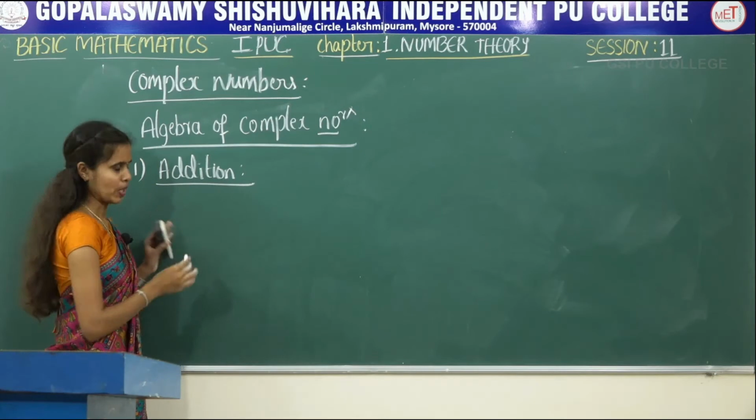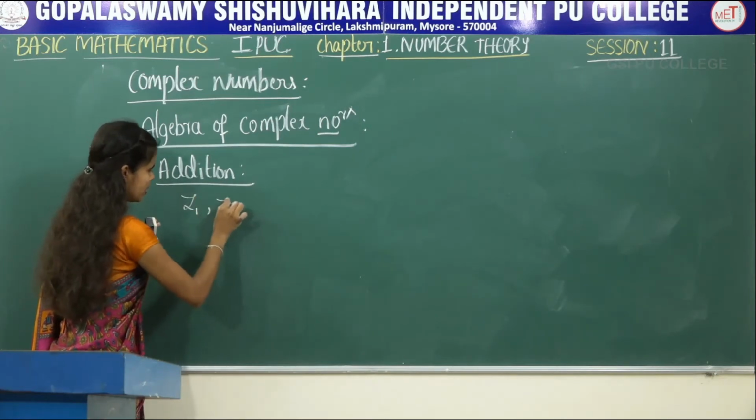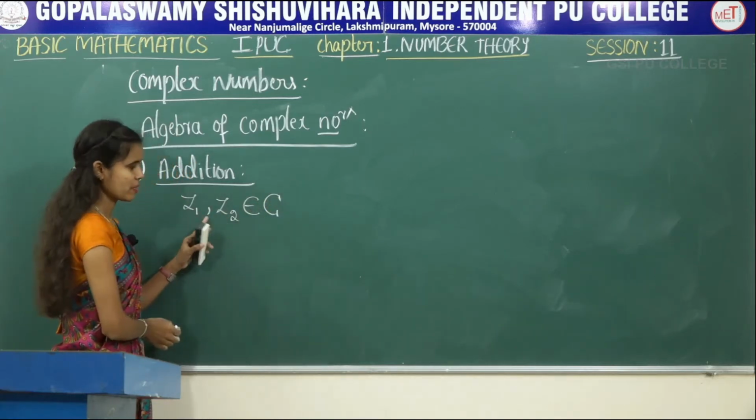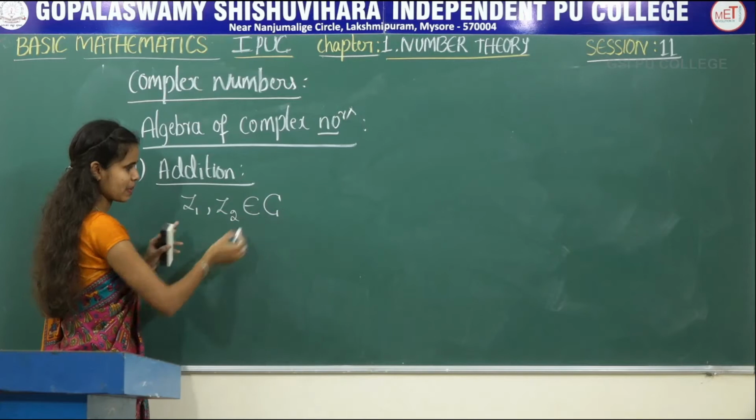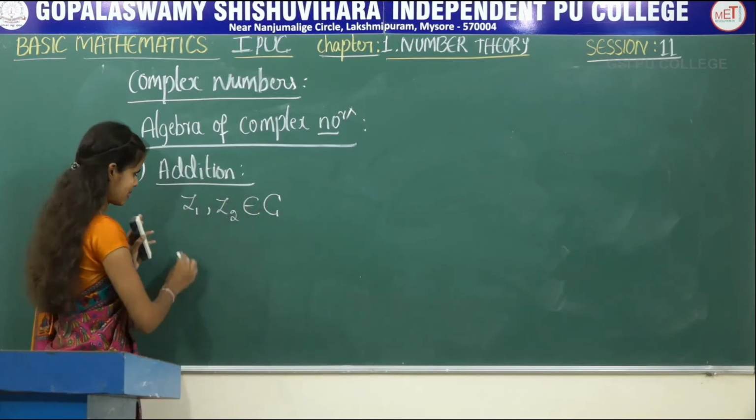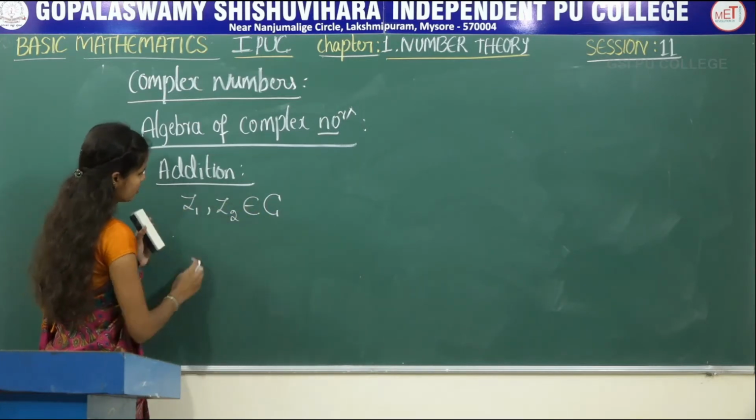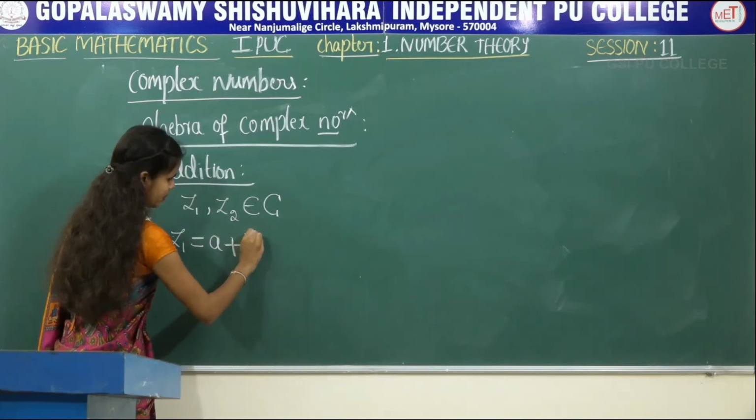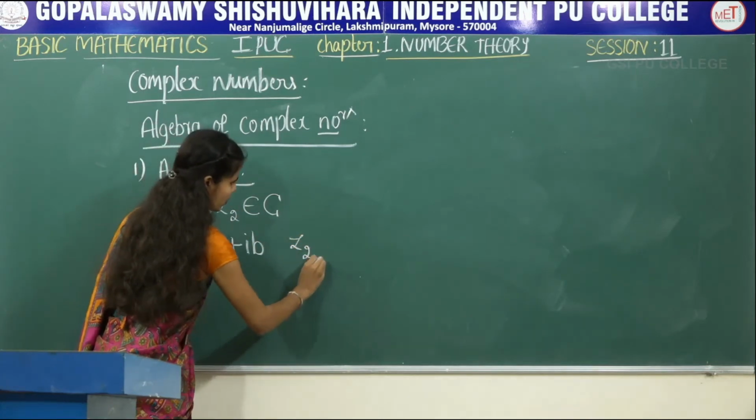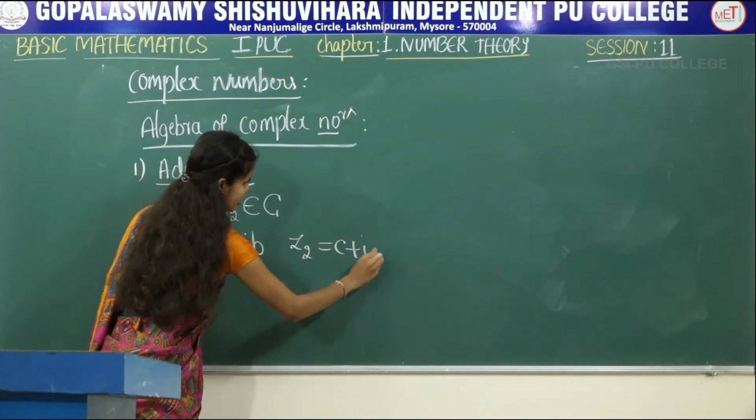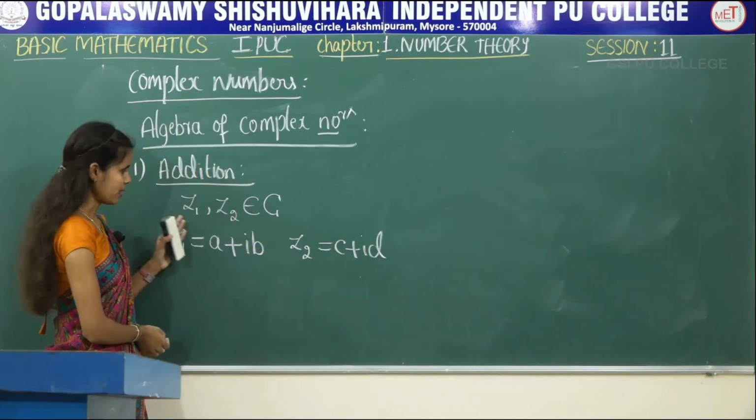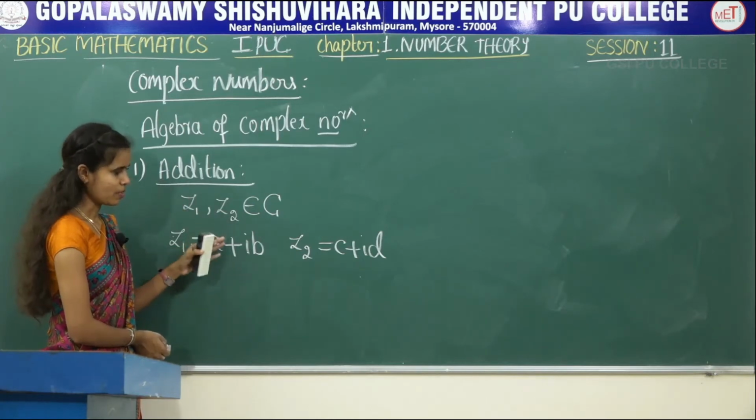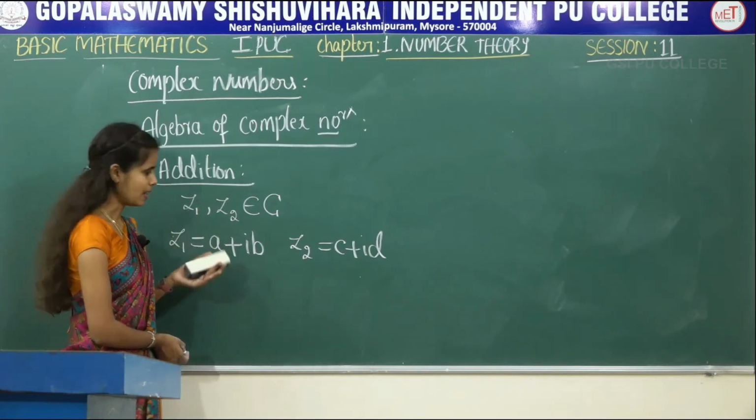So consider two complex numbers Z1 and Z2 belonging to C. Belongs to C means Z1 and Z2 are complex numbers. Capital C represents the set of all complex numbers. Consider them in the form Z1 is equal to a plus i into b, Z2 is equal to c plus i into d. Then verify the sum of two complex numbers, addition. Is the sum of two complex numbers also a complex number or not?